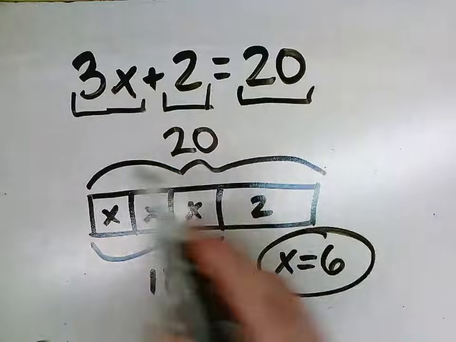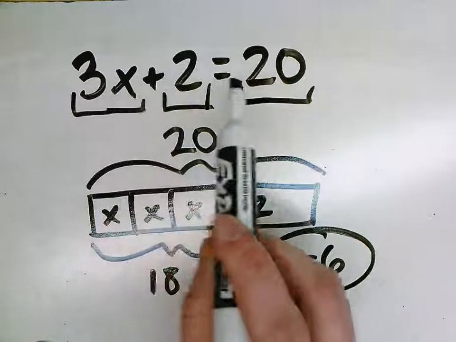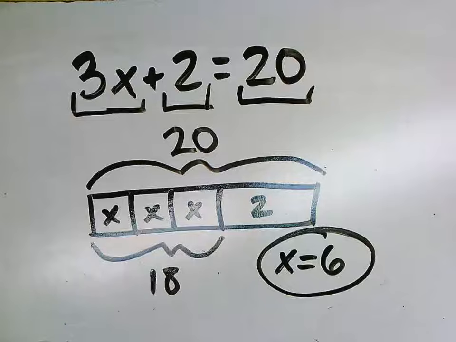And we can check that answer by plugging it back in. We have 3 times 6 is 18, plus 2 more equals 20. So that was just our first example here. Now let's see what happens when we have one where we have some subtraction.